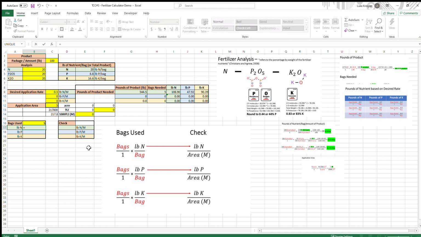So our equal sign. So we're going to take our bags and multiply by our pounds per bag. And we do the same for each element.